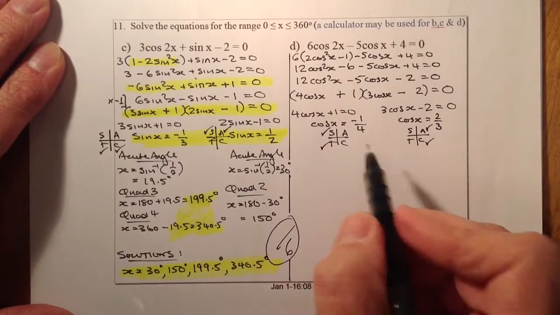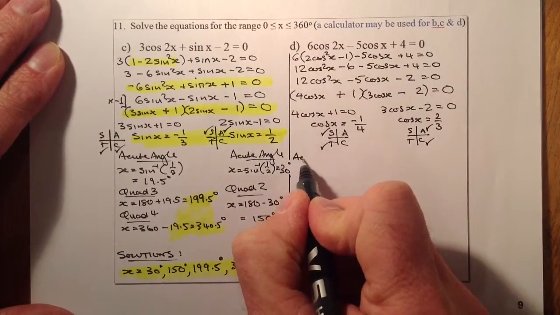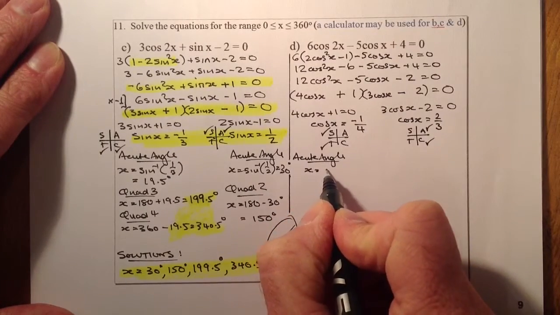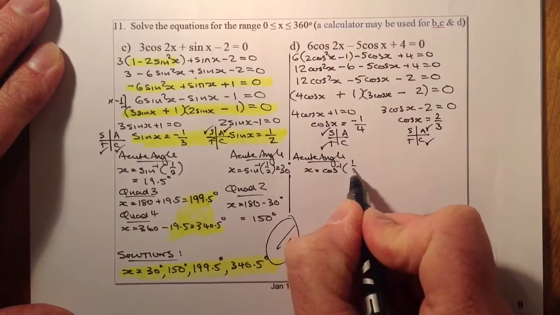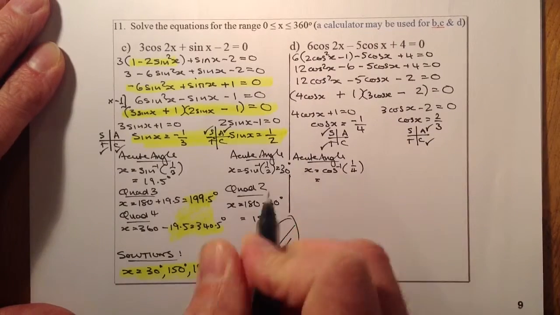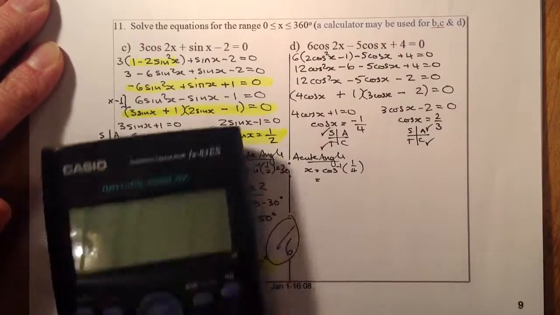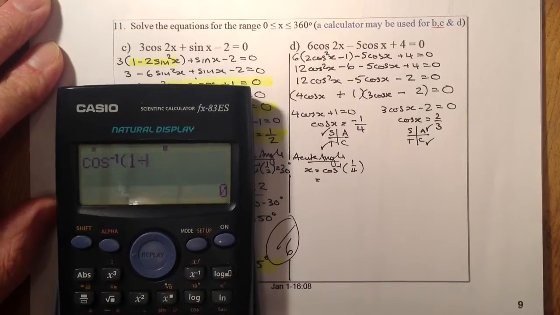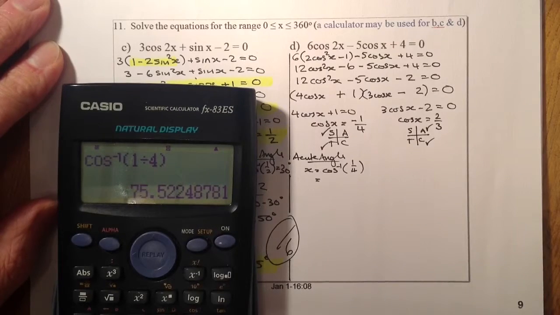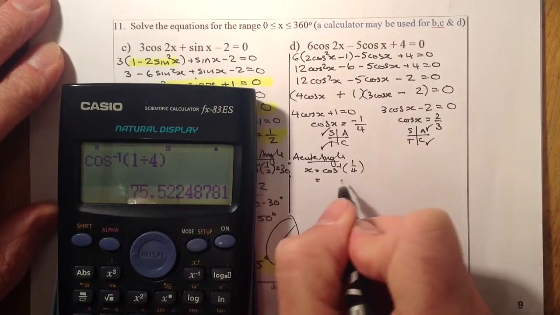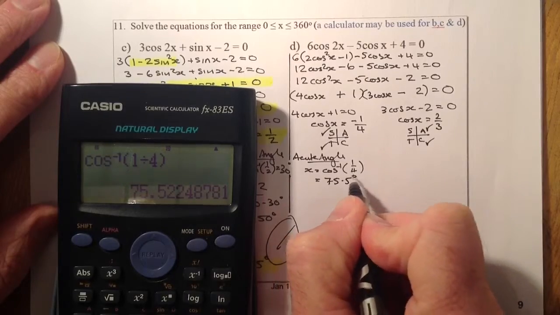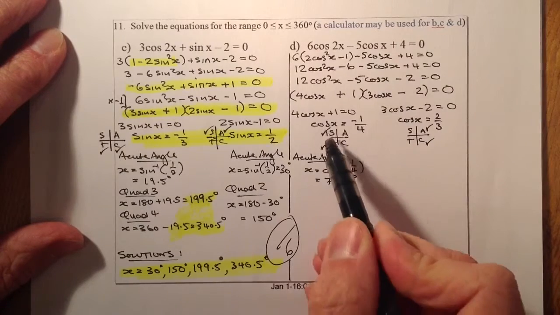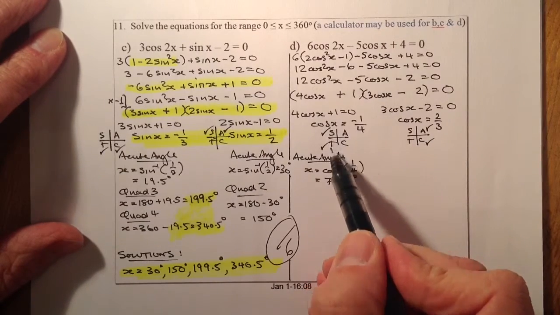Right, so first thing I'm going to do is work out the acute angle on this side. That's just going to be the inverse cosine of a quarter. Let's look it up in the calculator. Inverse cosine of a quarter gives me 75.5 degrees. That's not a solution. The solutions I'm going to get are going to be in quadrant 2 and quadrant 3.